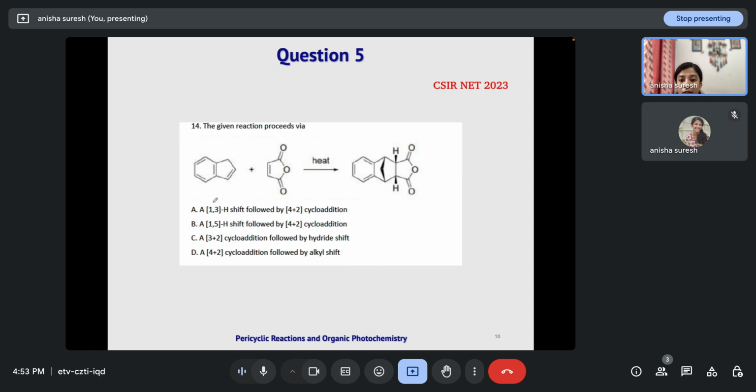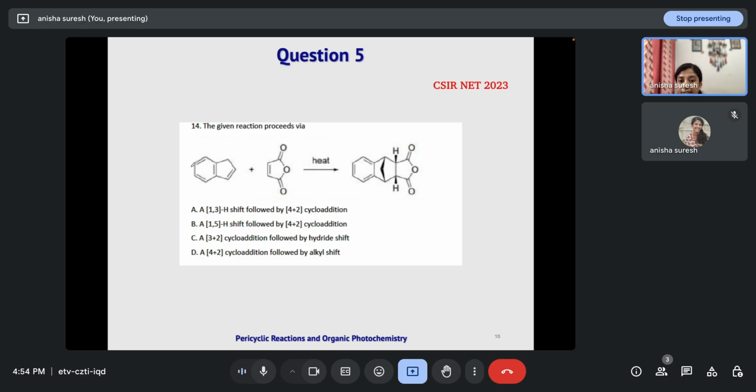So they are asking: first it will undergo a 1,3 hydrogen shift followed by a 4 plus 2 cycloaddition, a 1,5 hydrogen shift followed by a 4 plus 2 cycloaddition, a 3 plus 2 cycloaddition followed by a hydride shift, a 4 plus 2 cycloaddition followed by an alkyl shift. So what is the sequence of reactions and what are the reactions that are taking place here?